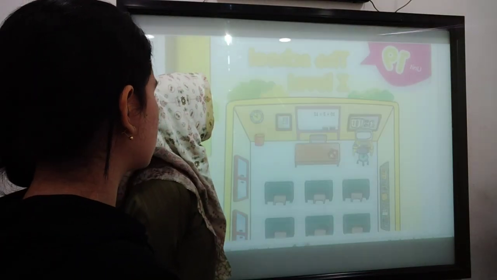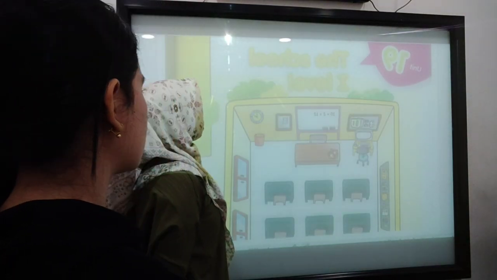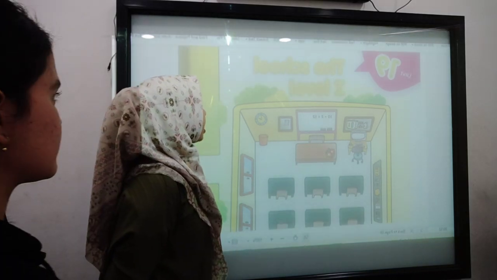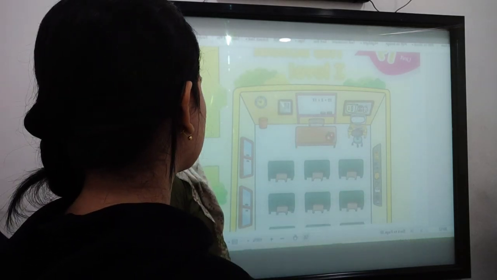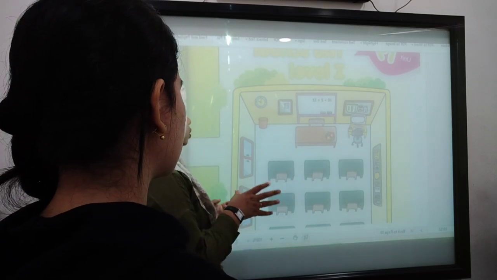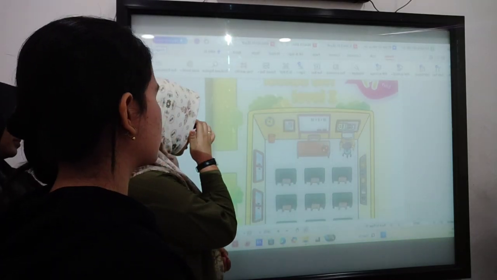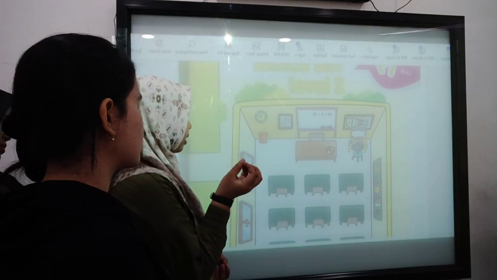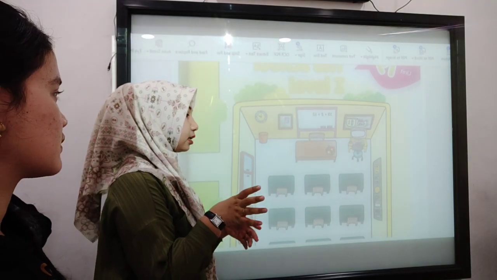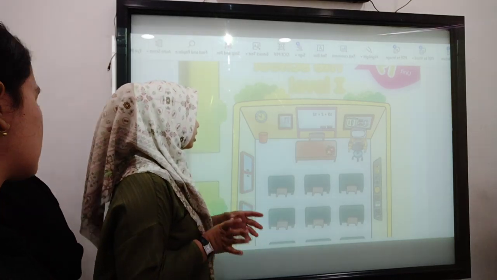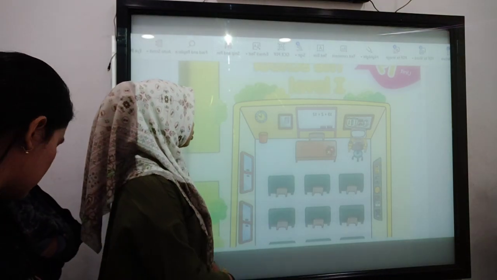Okay, in this unit about the school I love, we will introduce the parts of the school that we love, how the school looks, and then we ask them about the position, the good position in the class, how the good position in the class is for the student.